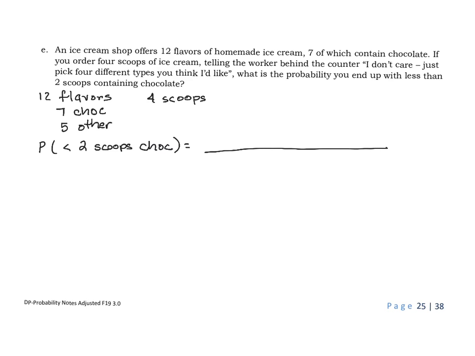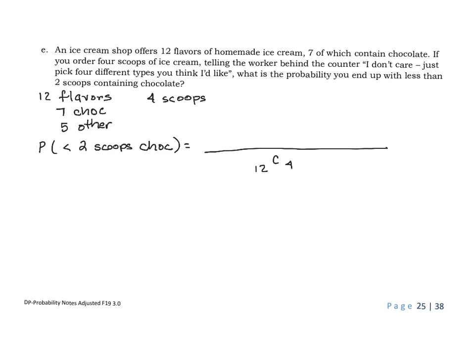So let's look at what our denominator would be. We need 4 scoops of ice cream, and I'm choosing from 12 different flavors. I don't care about the order. They said different flavors, so no repetition here. So that sounds like a combination, so 12C4 for our denominator.